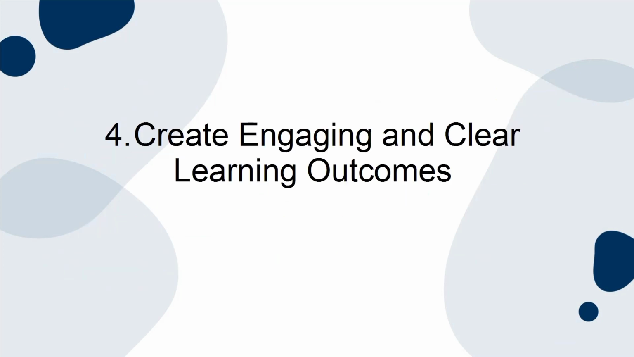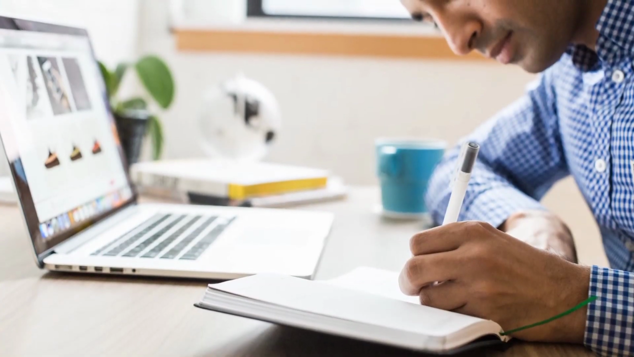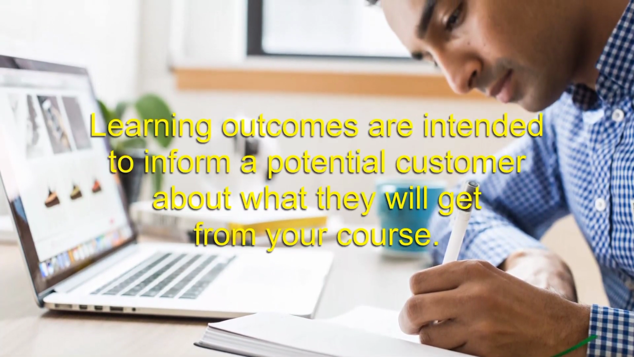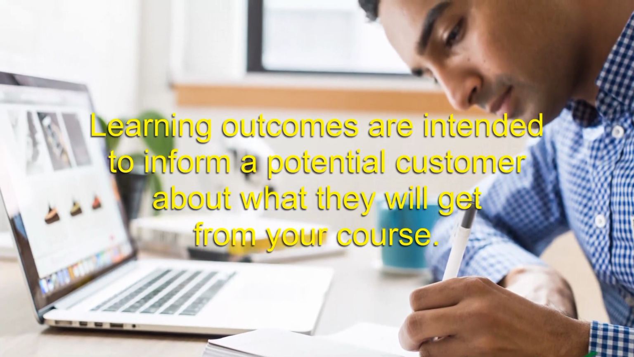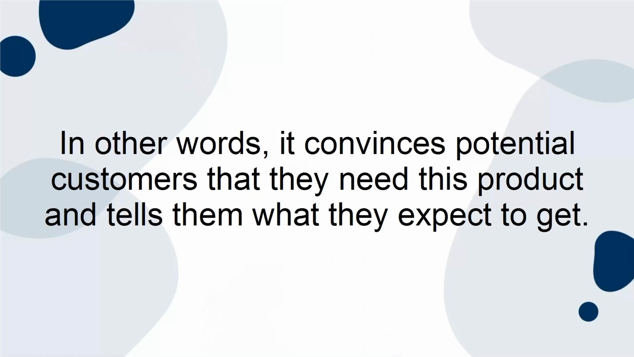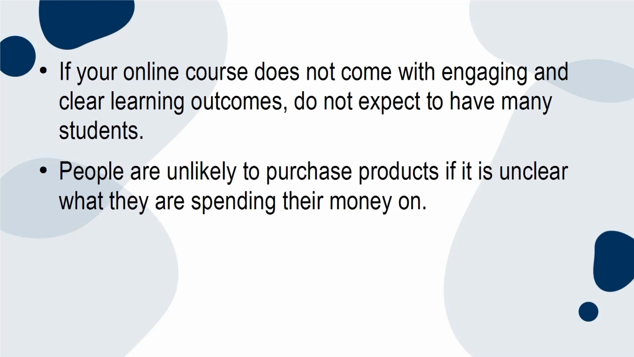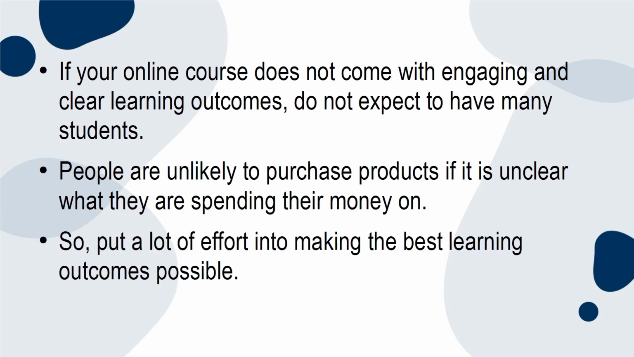4. Create engaging and clear learning outcomes. The fourth thing to know before launching your online course is to create engaging and clear learning outcomes. Learning outcomes are intended to inform a potential customer about what they will get from your course. In other words, it convinces potential customers that they need this product and tells them what they can expect to get. If your online course does not come with engaging and clear learning outcomes, do not expect to have many students. People are unlikely to purchase products if it is unclear what they're spending their money on. So put a lot of effort into making the best learning outcomes possible.